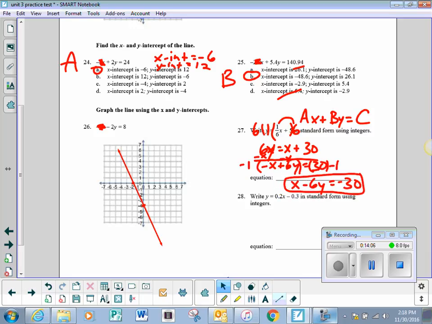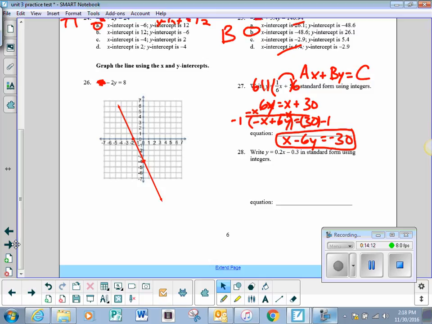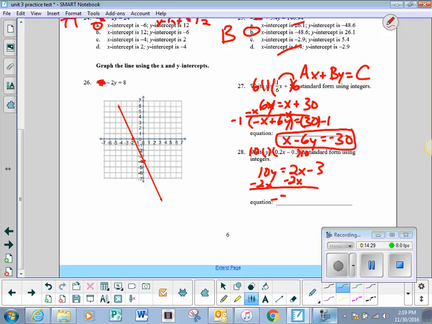Some of you had a little trouble with this one down here, but if you just multiply both sides by 10, look at what happens. You get 10y equals 2x minus 3. Okay, because when you multiply by 10, it moves the decimal 1 to the right. Well, now I can just subtract 2x from both sides, and I get negative 2x plus 10y equals negative 3. The coefficient of x cannot be negative, so I multiply by a negative 1. And I get 2x minus 10y equals 3.